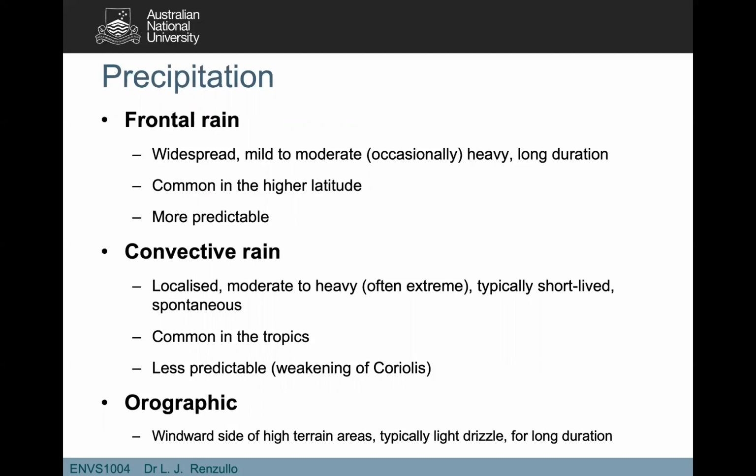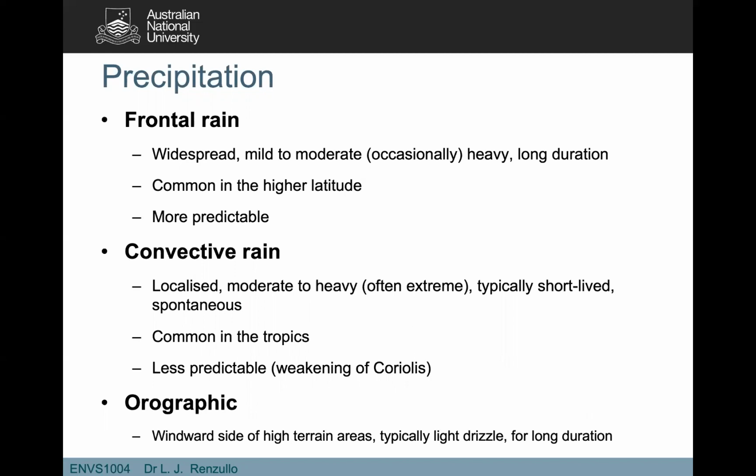Convective rain, however, is a bit more localized. It can be moderate to heavy and often extreme. There's a lot of energy dissipating in a very short amount of time. They're typically short-lived and they can pop up anywhere, as long as you've got enough heating and moisture in the air. We find them more commonly in the tropics. In our case, across Northern Australia, particularly in the monsoon season, the December, January, February months.